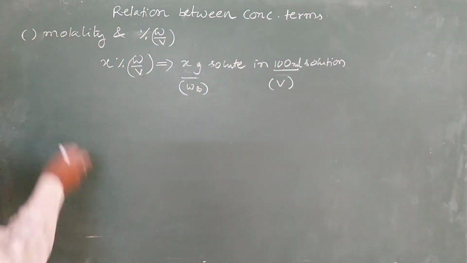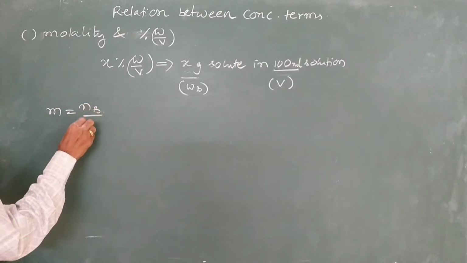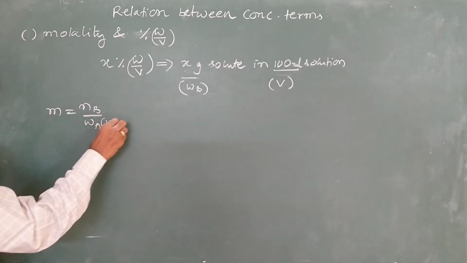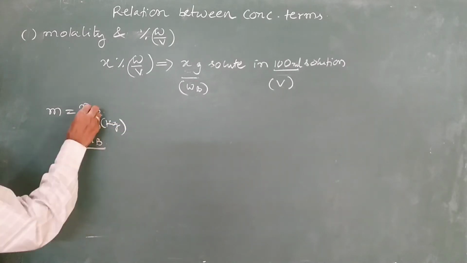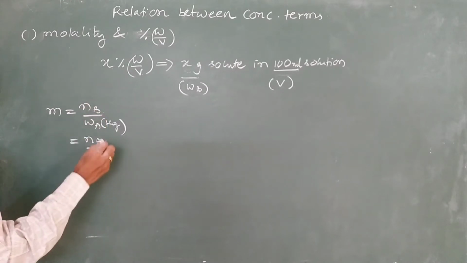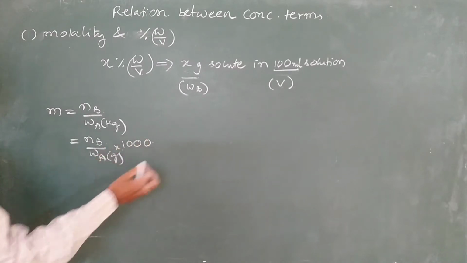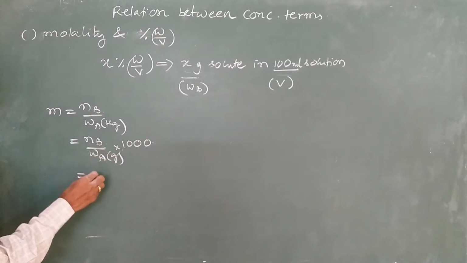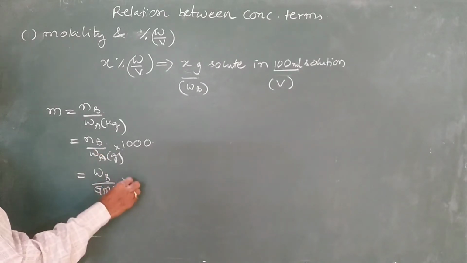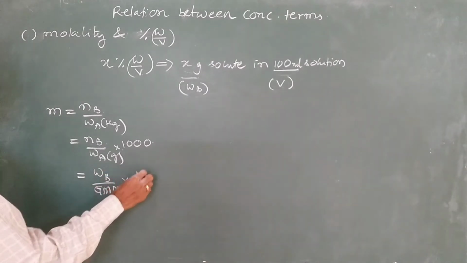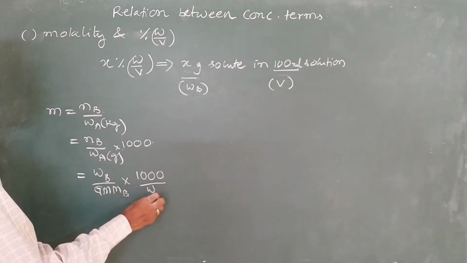But what is molality? Molality is the number of moles of solute divided by mass of solvent in kg, or if you take in grams, then number of moles of solute divided by mass of solvent in grams, multiplied by 1000. So this is another formula. For the number of moles of solute, we can write mass of solute divided by gram molar mass of solute, into 1000, divided by mass of solvent in grams.